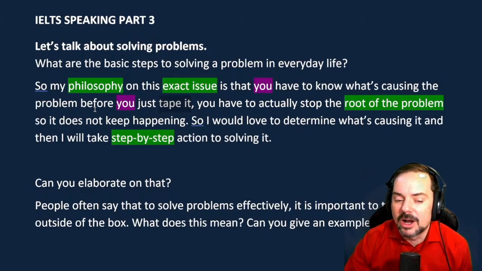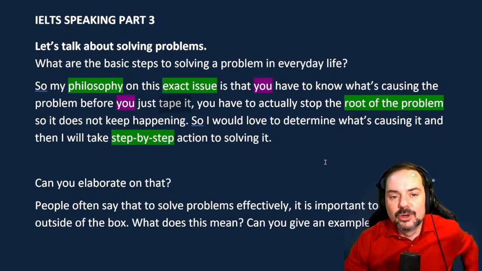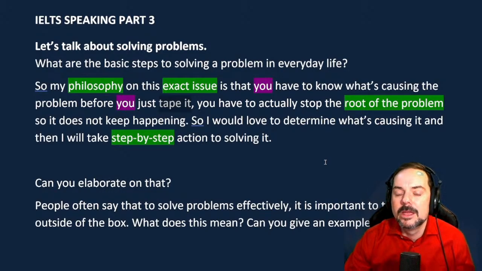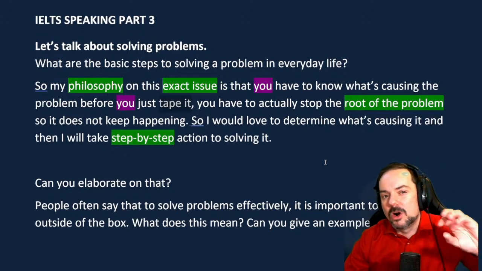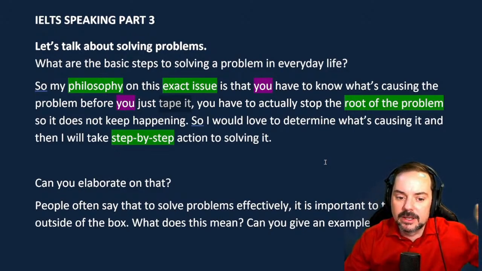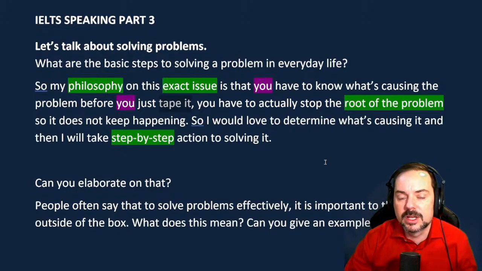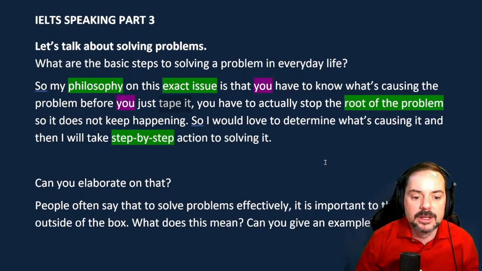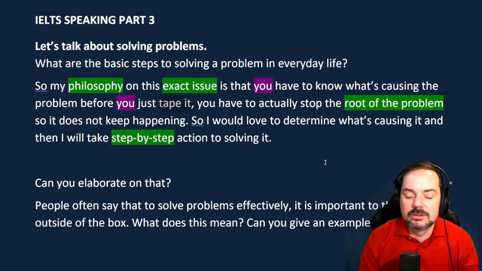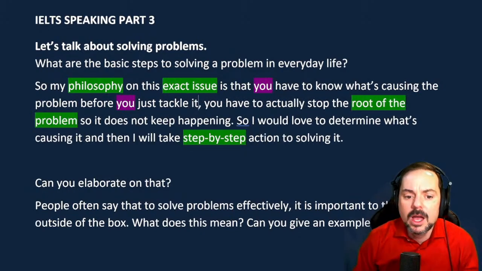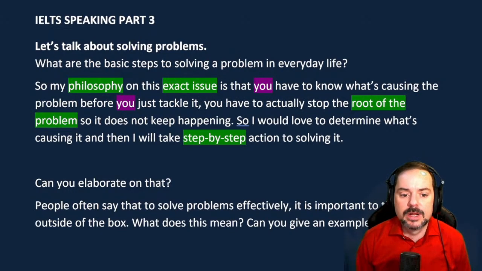Yeah, so that was a bit awkward there. I figured it was something like that, like a band-aid fix, but that's a bit complex. So let's not go down that route, because I guess what you're going for there is just a temporary fix, like a band-aid fix. But let's just keep it a bit simpler here. So what's causing the problem before you just tackle it? Tackle it means to try to solve it as well. So there's another expression for you.